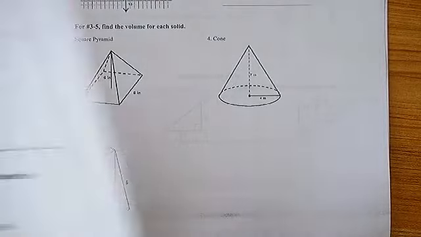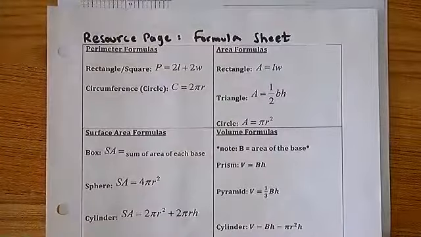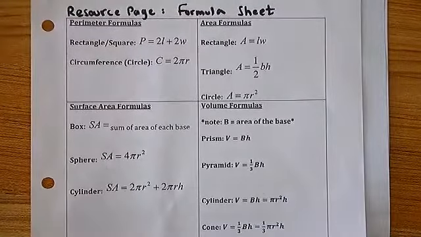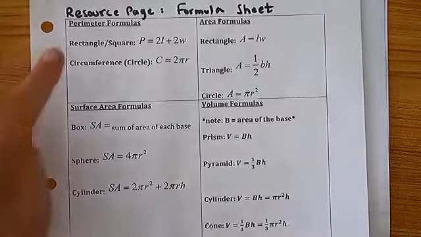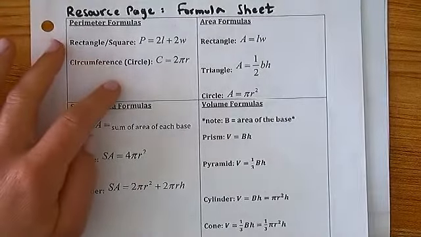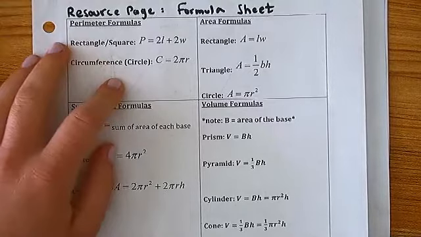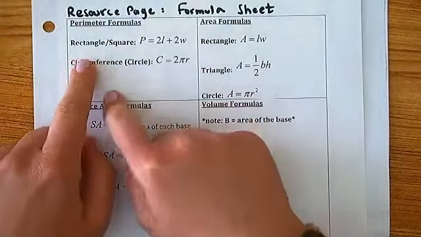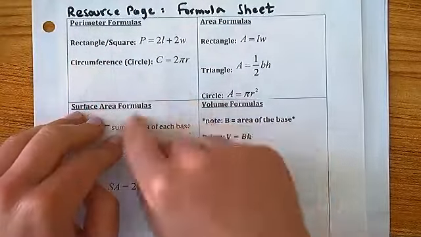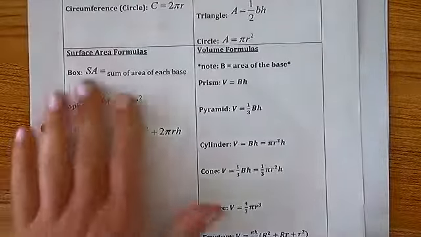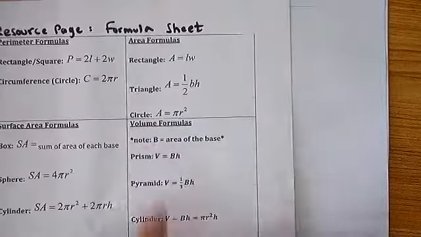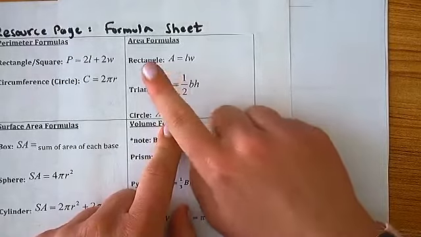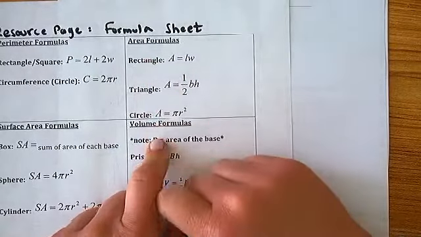On Google Classroom, I'm going to be posting this resource page, a formula sheet. We are not going to be covering this really. It's just there as a good reminder. So the perimeter is the outside of a rectangle or a square. Circumference is the outside of a circle. We're not really going to be talking about surface area at all. These ones, you should have memorized by now. This is not going to be given to you. You should know what the area of a rectangle, triangle, and circle are.